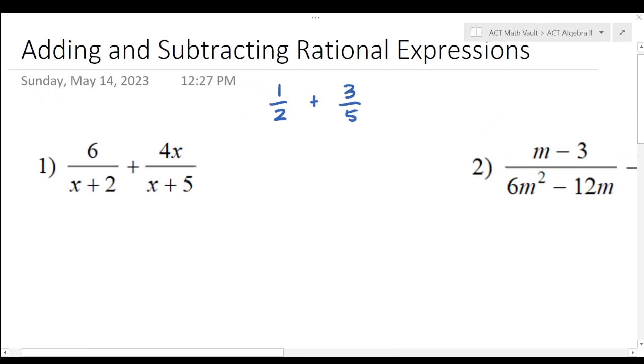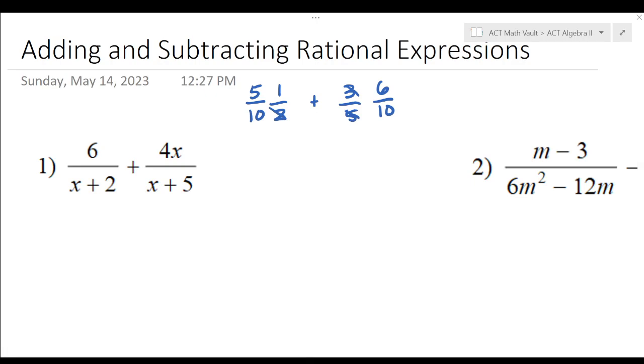When you add and subtract, you must have a common denominator. Right there, we don't have one. So what we need to do is figure out what it is. Well, this 2 could become a 10, but then we needed to multiply the top and bottom by 5. So if I multiply top and bottom by 5, I get 5/10. If I multiply top and bottom here by 2, I could get 6/10. 5/10 plus 6/10 is 11/10.